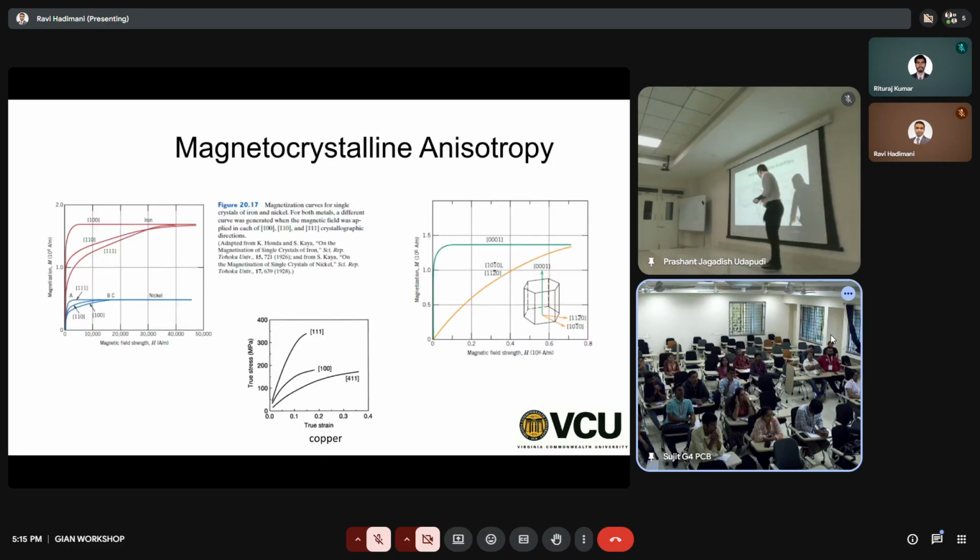So now there is another important parameter called magnetocrystalline anisotropy. So basically, if you look at crystal structures, the magnetization, we are done with the permanent magnets. Now let's go back to just magnetization.